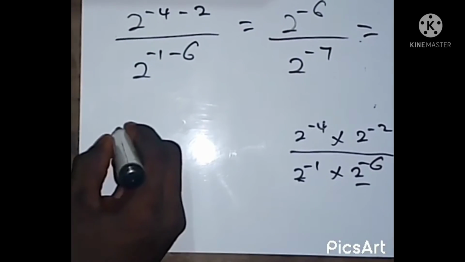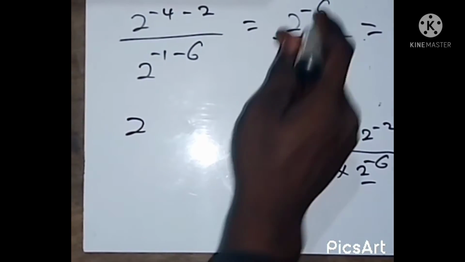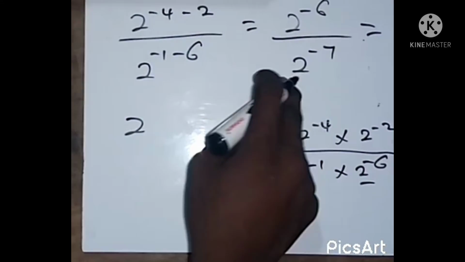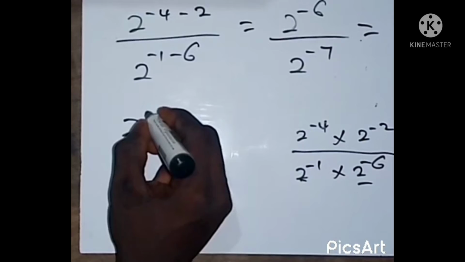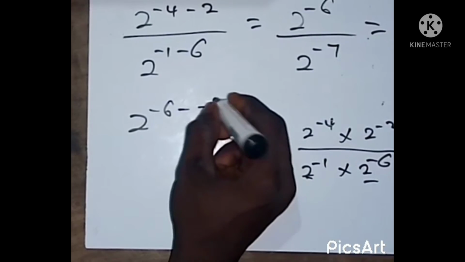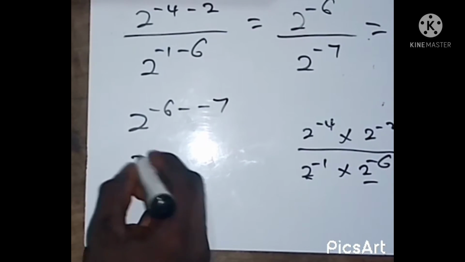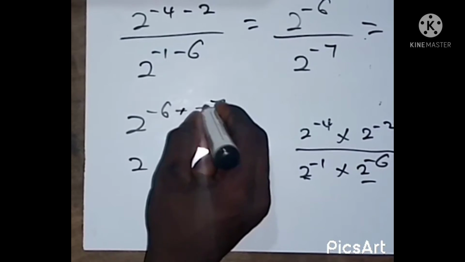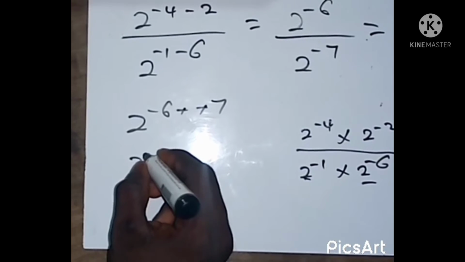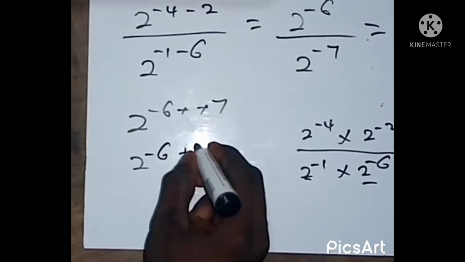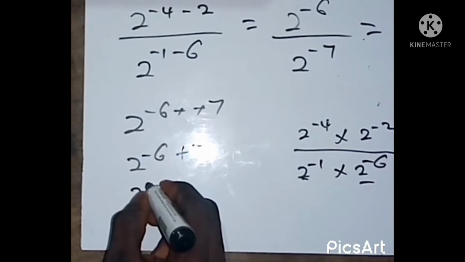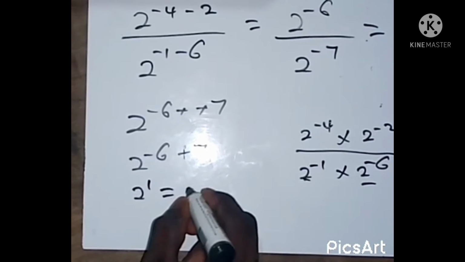And from here, we are going to get 2. Since the bases are equal and it is dividing, we take one of the base, then we subtract. So 2 exponent negative 6 minus negative 7. Now negative times negative will give us positive, so 2 exponent negative 6 plus 7, and we are going to obtain 2 exponent positive 1, which is equal to 2.